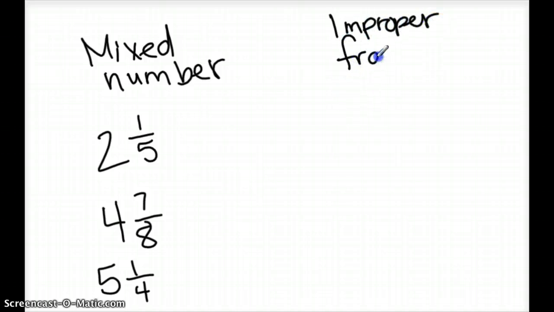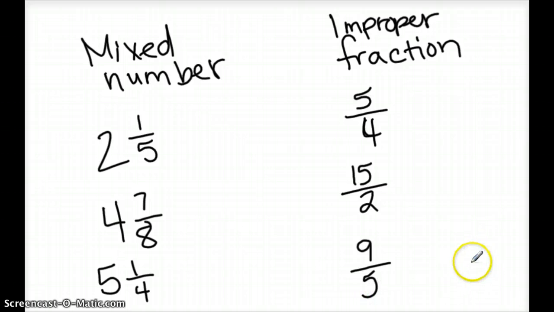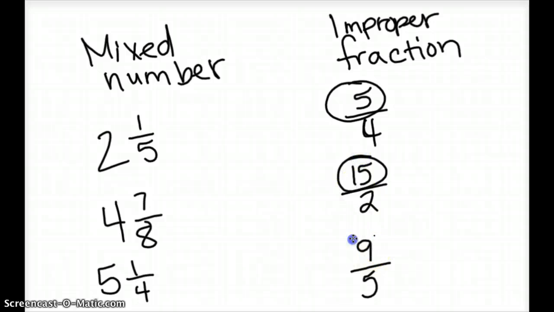An improper fraction is a fraction that has a bigger number on top. So if I have 5 4ths, that's an improper fraction. If I had 15 halves, that's an improper fraction. 9/5 is an improper fraction. So anytime that you see that the top number is bigger than the bottom number, we know that's an improper fraction. We also learned how to change them from one to the other.